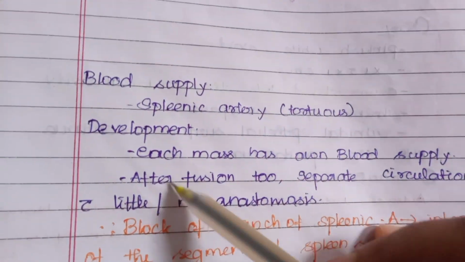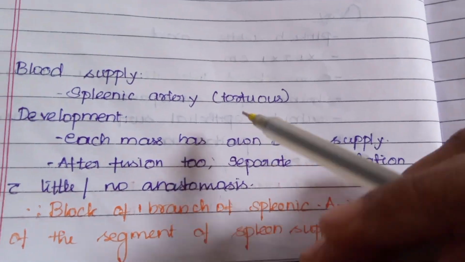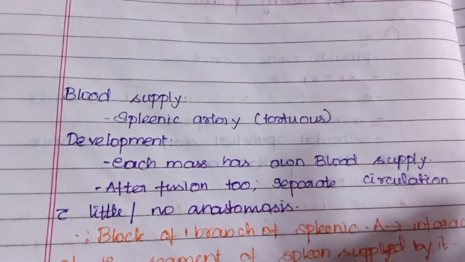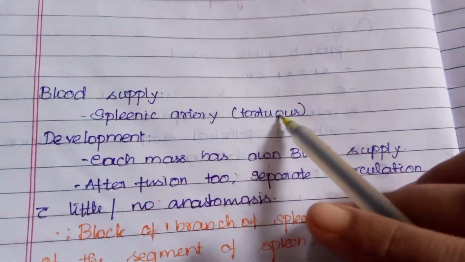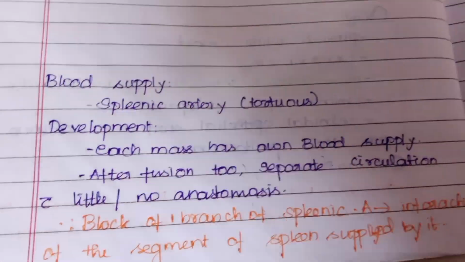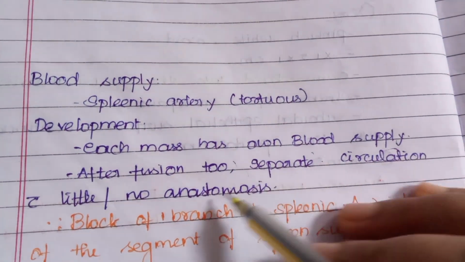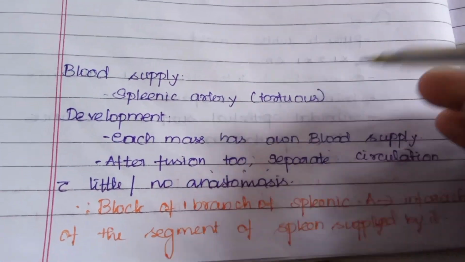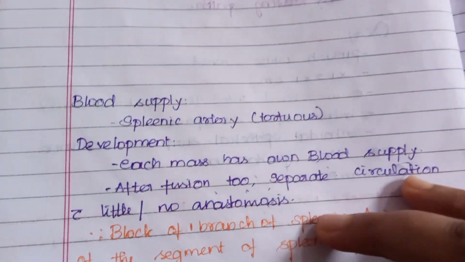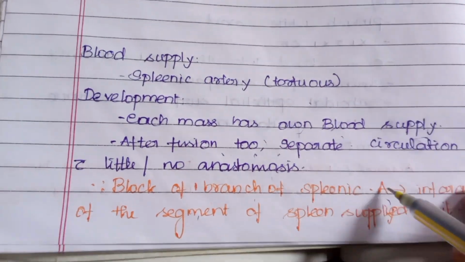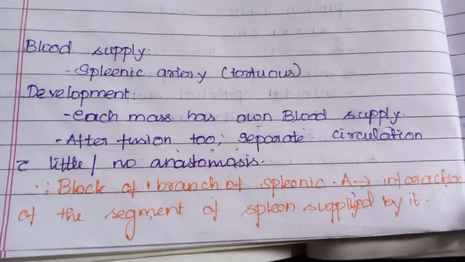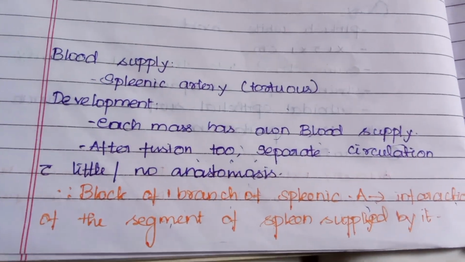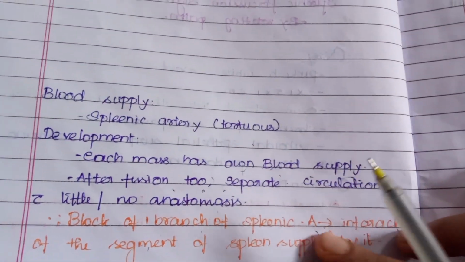Splenic artery, tortuous. Okay, development. See here, as I said earlier, it has a lobulated development. Each mass has its own blood supply. Every small particle has its own blood supply, and after fusion also they have separate circulation. There is no anastomosis formed between them. If there is a block of one branch of the splenic artery, the infarction will be in the lobe which is supplied by it. Okay.